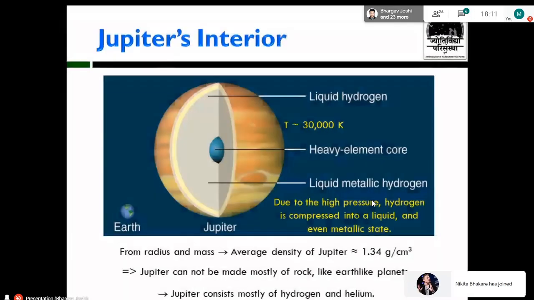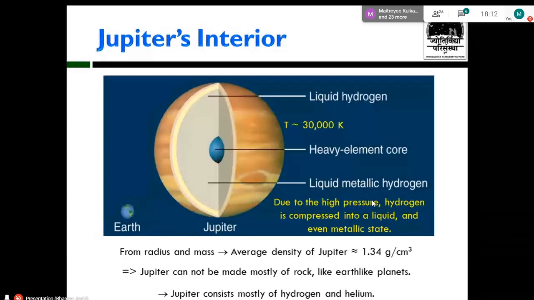Now Jupiter also has a core, a dense liquid core. You can see the different sections of Jupiter's interior. It has a heavy element core, then we have liquid nitrogen and liquid metallic hydrogen. Although this is not a scaled model, they have just shown you a diagrammatic representation.